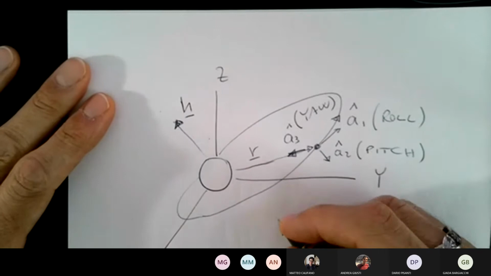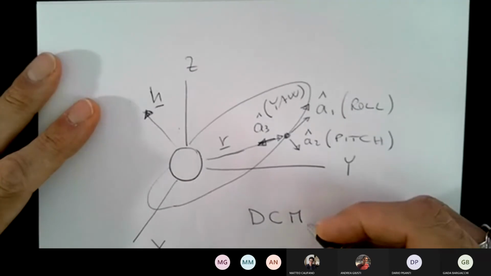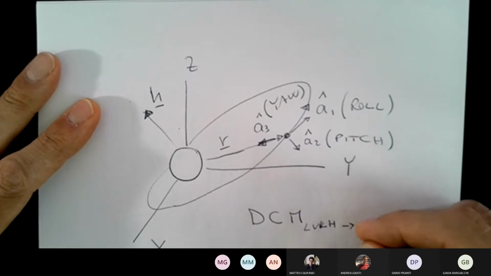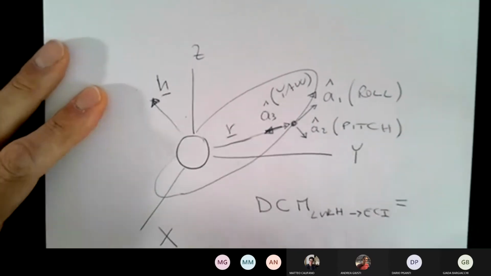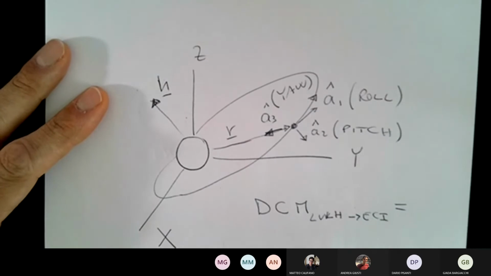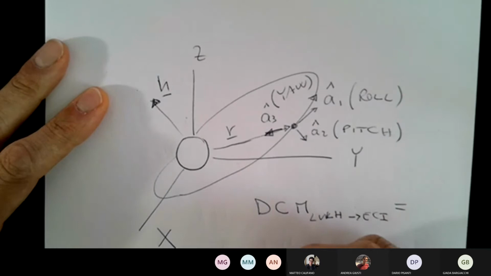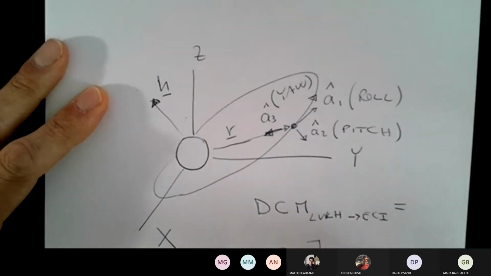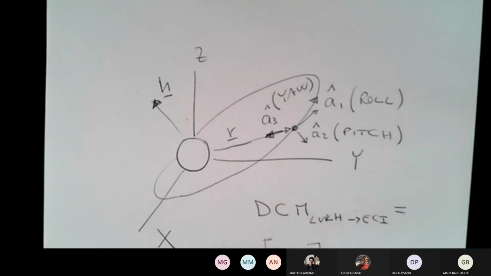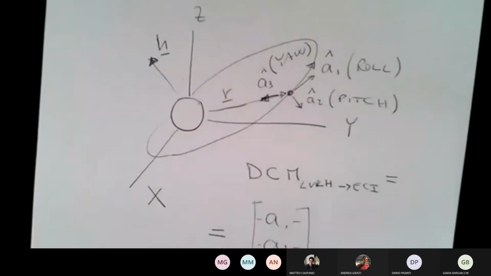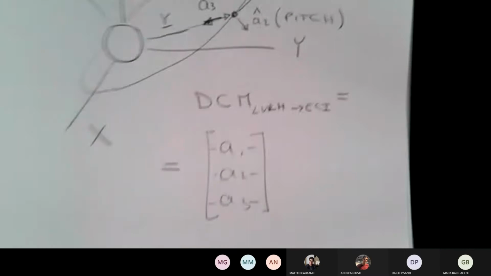So when I put together the DCM, it's the DCM that goes from LVLH to ECI, and it's A1, A2, A3. It's a matrix with those unit vectors put together in this way. So, is this making sense? So okay.